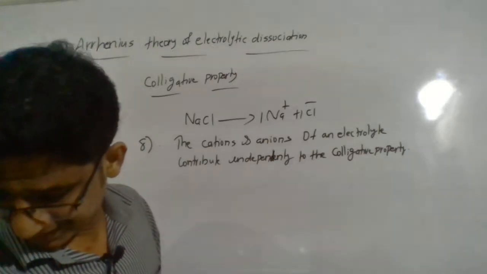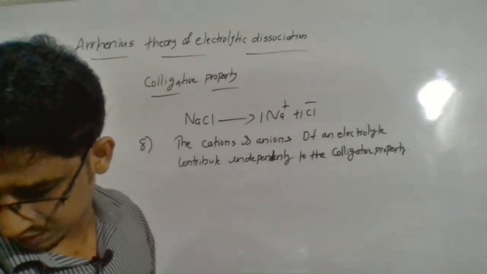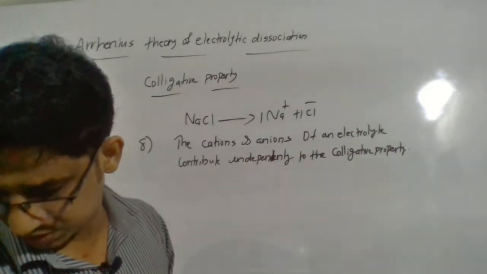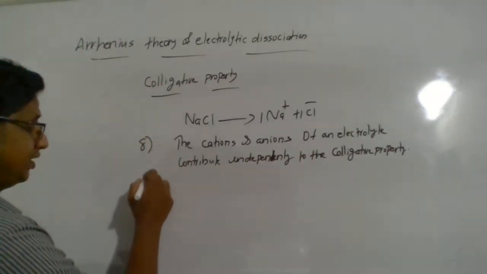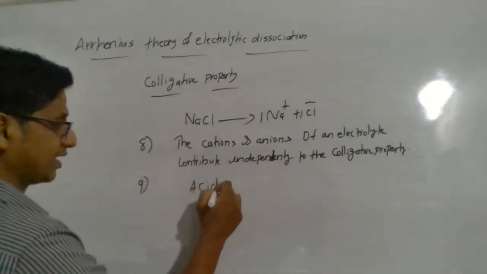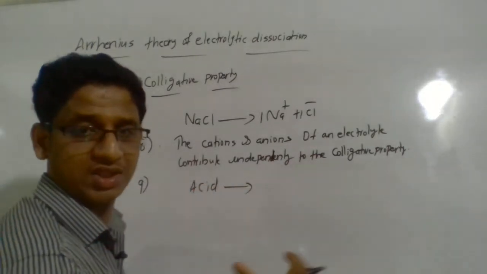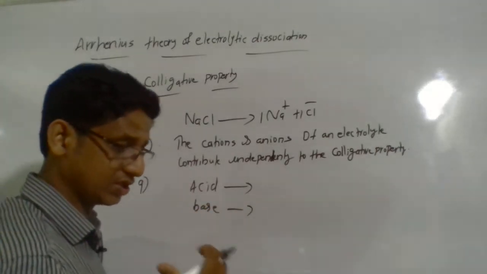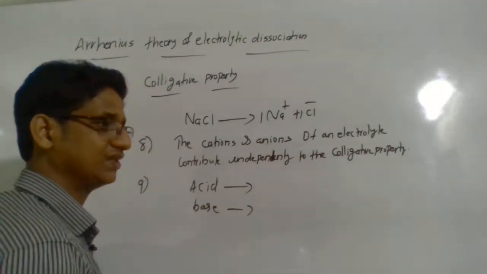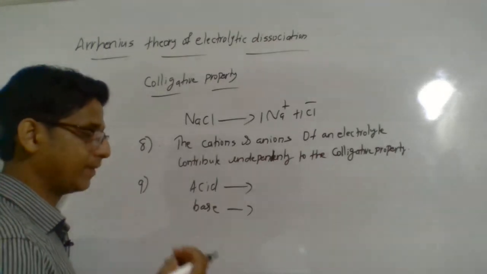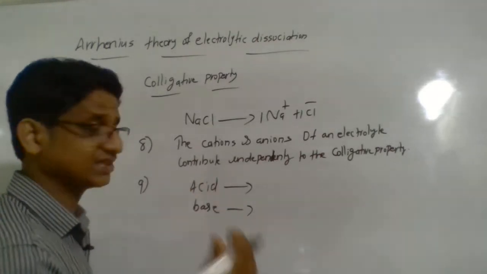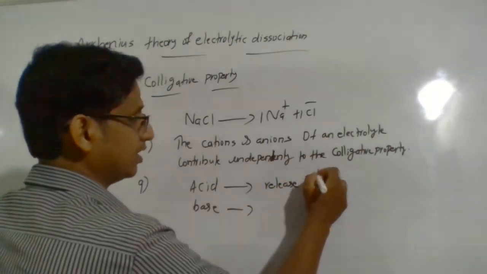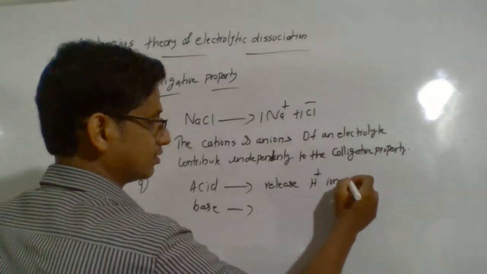Okay. Next, last point: the properties of electrolytes in solution are the properties of the ions they furnish. This is something we now know: acids behave like an acid because they dissociate into H plus ion. A base also behaves like a base because it dissociates into OH minus ion. This was Arrhenius theory. So why does some substance behave as an acid? Because it releases H plus ion in aqueous solution.